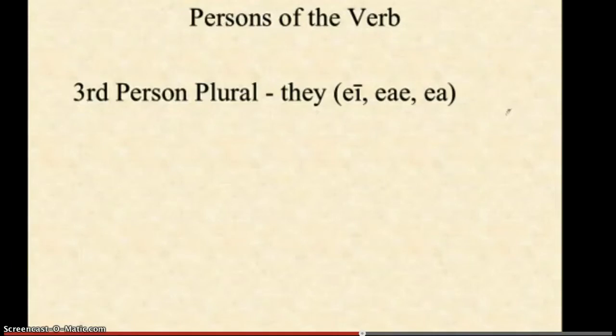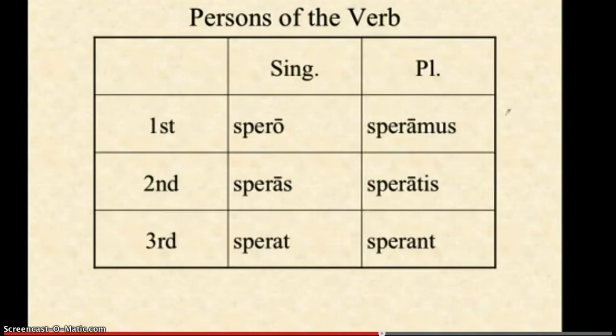Would be they. And the pronouns ei, eae, and ea can function for that in Latin. So third person, I, the speaker, talk to you, the listener, about a group of other people. So we have I, the speaker, is number one, you, the listener, number two, and the group of people we're talking about is number three, making it third person.